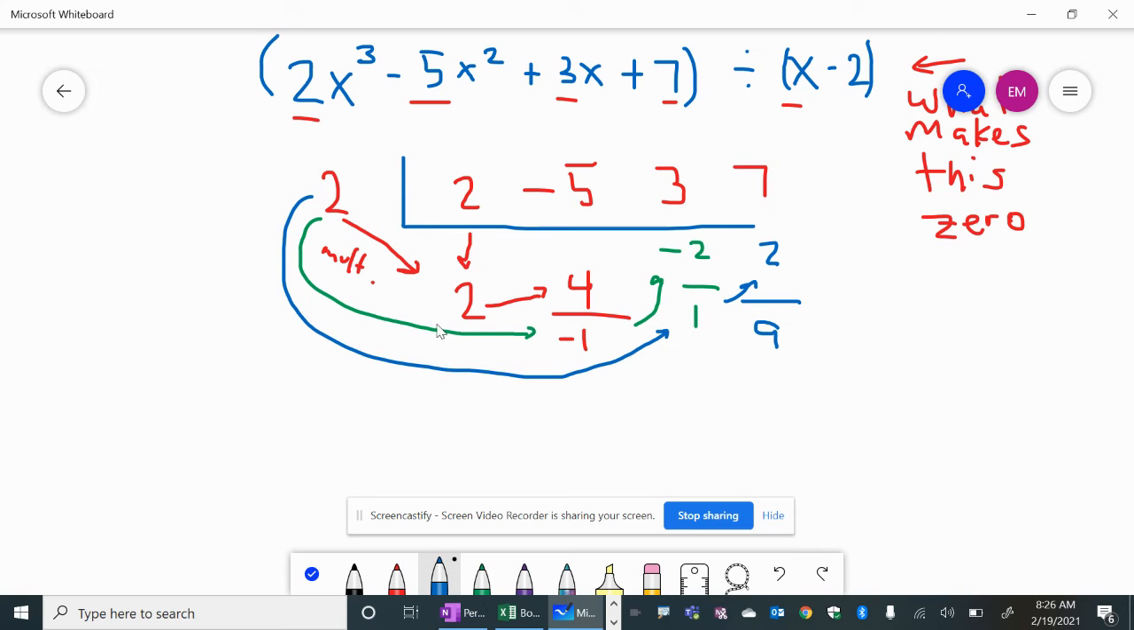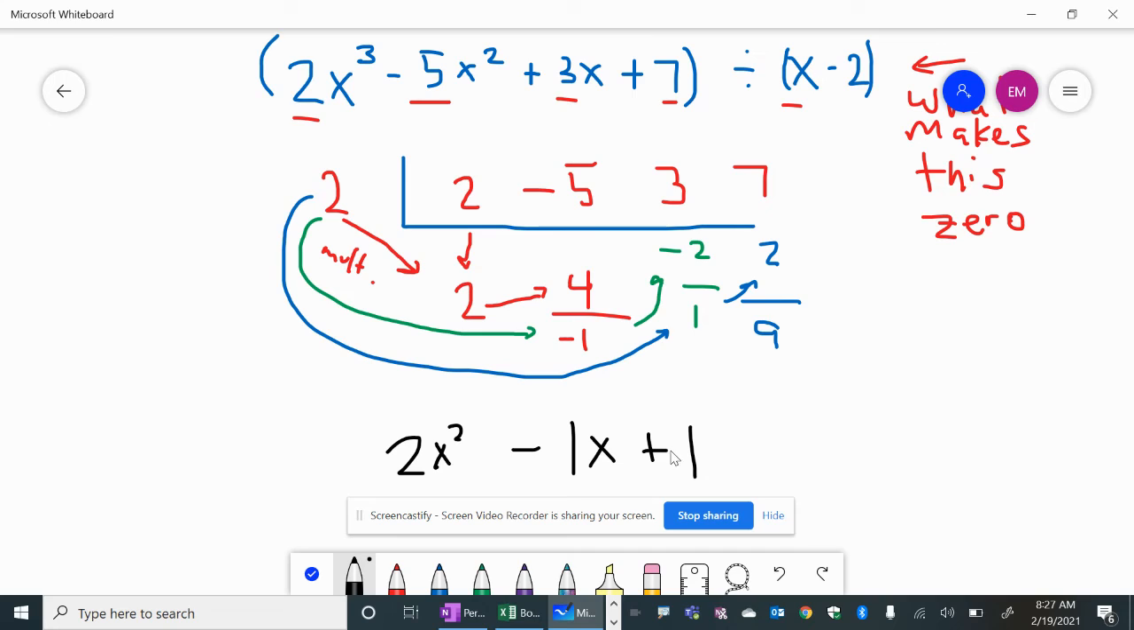Now that I have my numbers, I can write my answer to what is 2x to the third minus 5x squared plus 3x plus 7, all divided by x minus 2. So I look at these coefficients. I have 2, -1, and +1. I look at my x's. That was x to the third. I reduce the exponent by 1. This is x squared. I reduce it by 1. This was x. I reduce it by 1. X to the 0 power is 1. So 1 times 1 is just the 1.